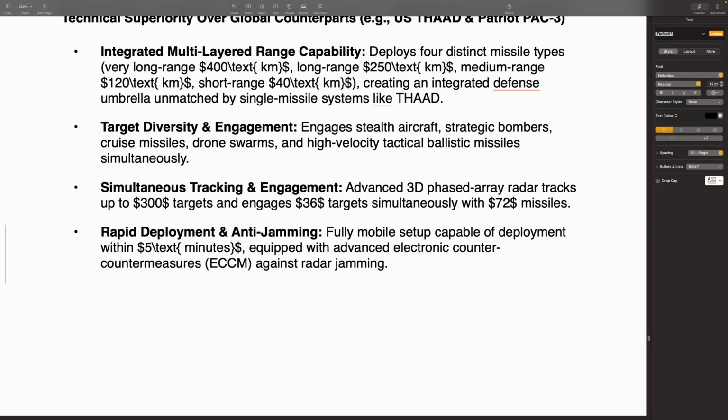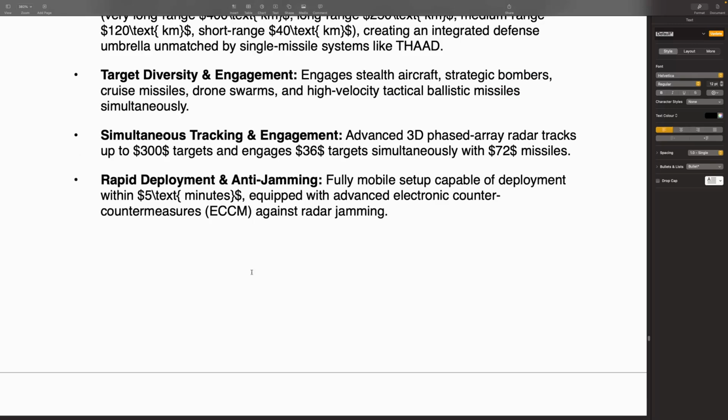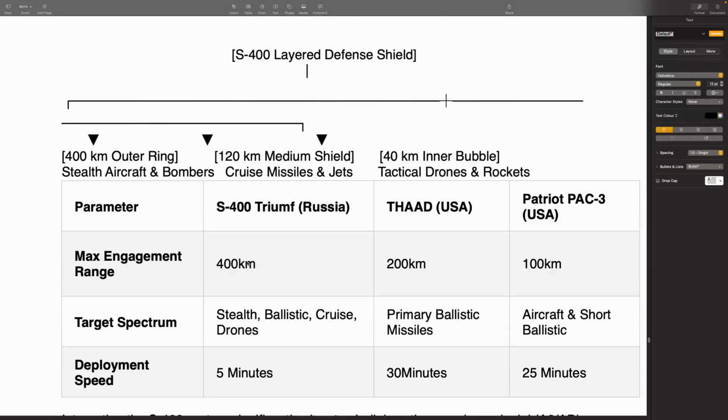Rapid deployment and anti-jamming. Fully mobile setup capable of deployment within 5 minutes. Equipped with advanced electronic counter-countermeasures, ECCM, against radar jamming. So S-400 layered defense shield: 400 kilometer outer ring, 120 kilometer medium shield, 40 kilometer inner bubble. Stealth aircraft and bombers, cruise missiles and jets, tactical drones and rockets.